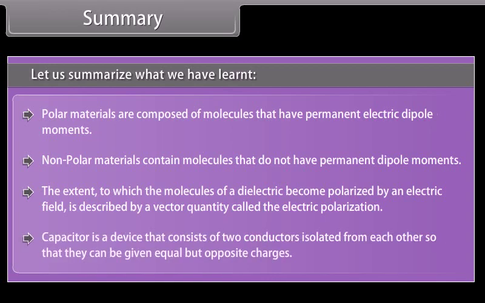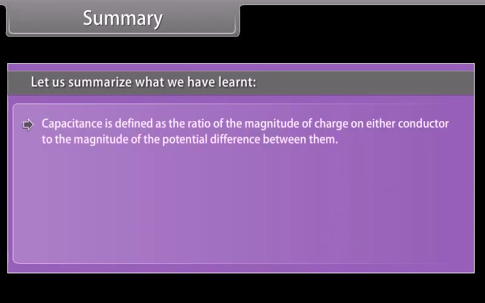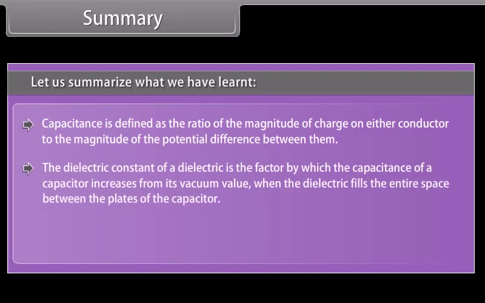Capacitor is a device that consists of two conductors isolated from each other so that they can be given equal but opposite charges. Capacitance is defined as the ratio of the magnitude of charge on either conductor to the magnitude of the potential difference between them. The dielectric constant of a dielectric is the factor by which the capacitance of a capacitor increases from its vacuum value when the dielectric fills the entire space between the plates of the capacitor.